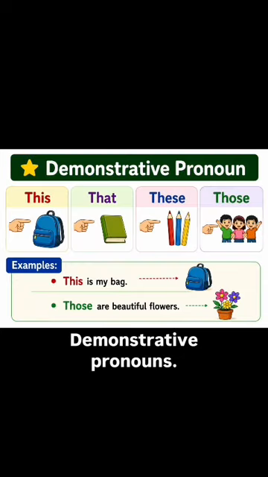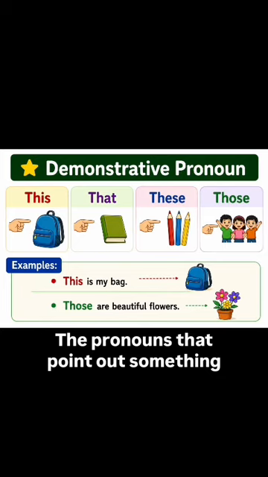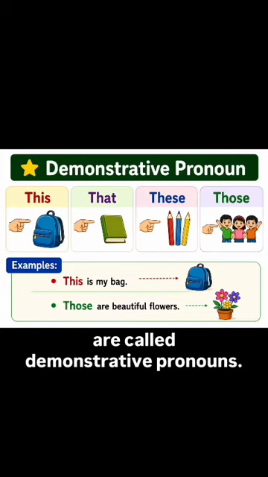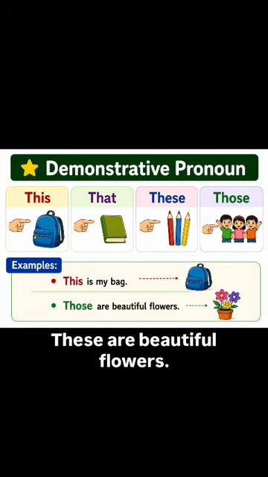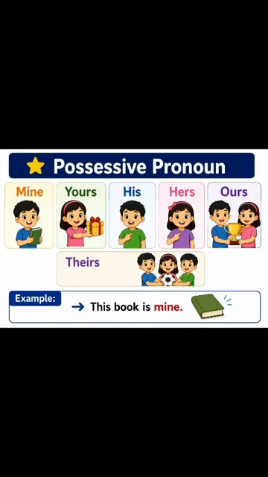Demonstrative pronouns. The pronouns that point out something are called demonstrative pronouns. For example, this, that, these, those. This is my bag. These are beautiful flowers.